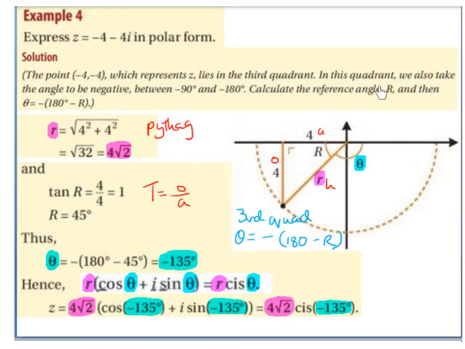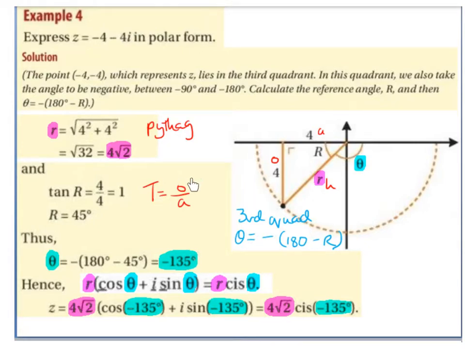We calculate the reference angle of OR. So this is our angle OR. This is our opposite, 4. This is our adjacent, 4. And we want to start off by working out the hypotenuse. So again, we use Pythagoras' theorem. The square root of 4 squared plus 4 squared is the square root of 32, which is 4 root 2. So the hypotenuse of the right-angled triangle is 4 root 2.